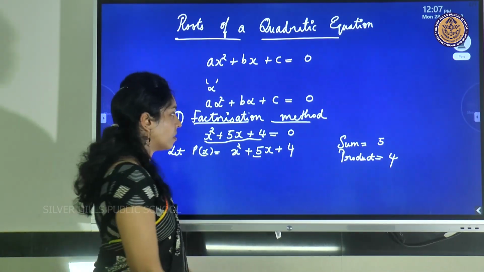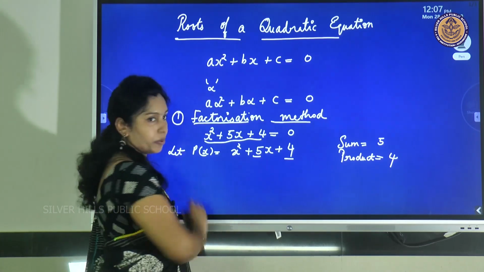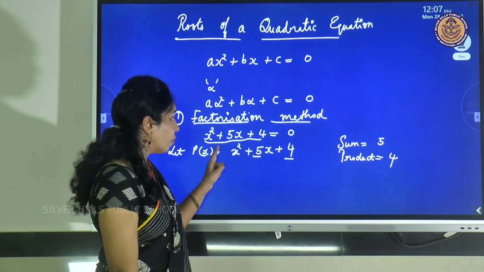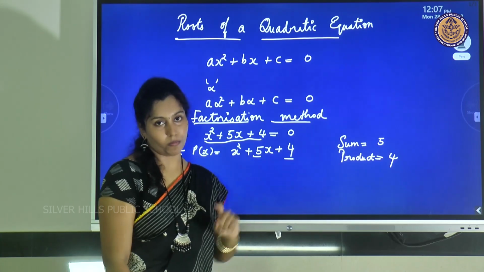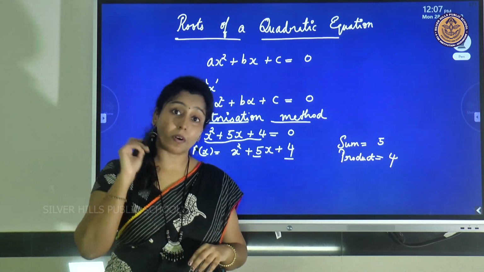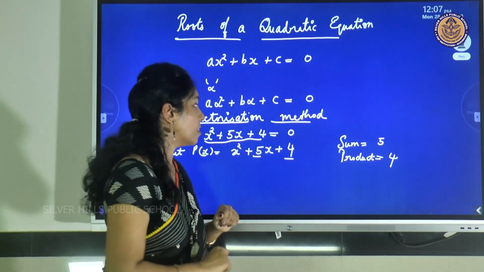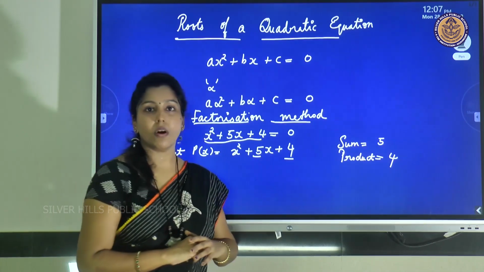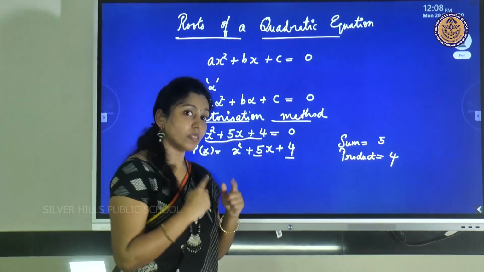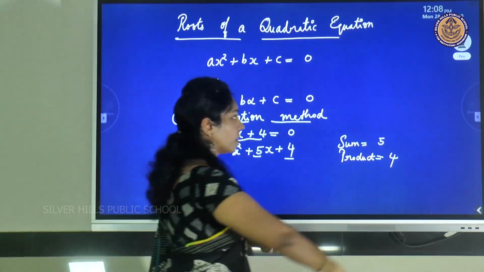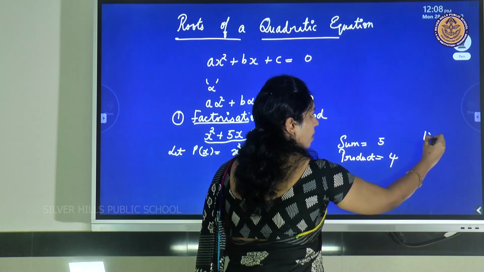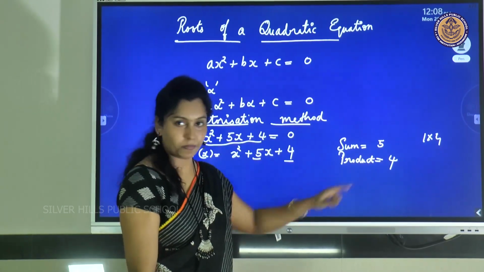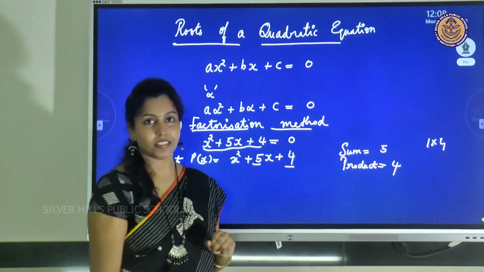And the product is the constant into the coefficient of x square. So the constant present here is 4. 4 into 1 gives you 4. So how can you select two numbers whose product is 4 and sum is 5? Think like that. We know 2 into 2 is 4, fine. But 2 plus 2 does not give the answer 5. So we will have to select some other numbers. So let's take, say, 1 and 4. 1 into 4 gives you the answer 4. 1 plus 4 gives you the answer 5.